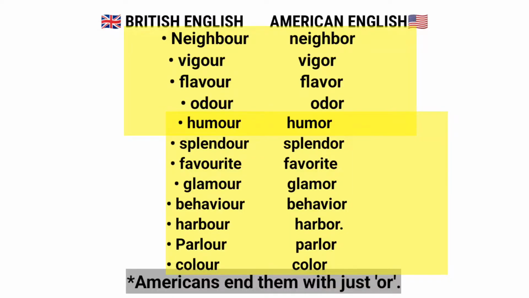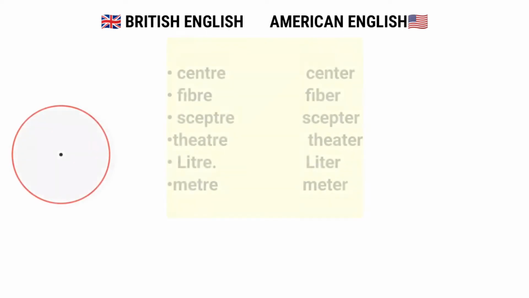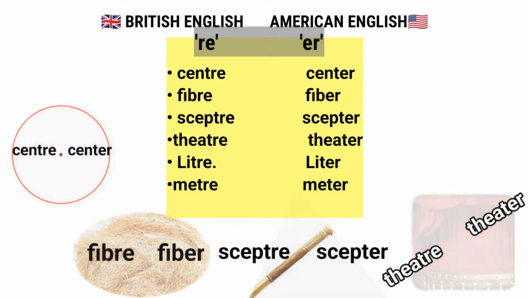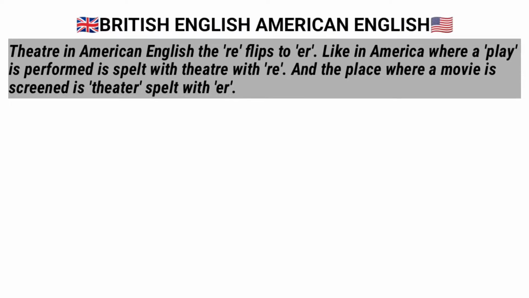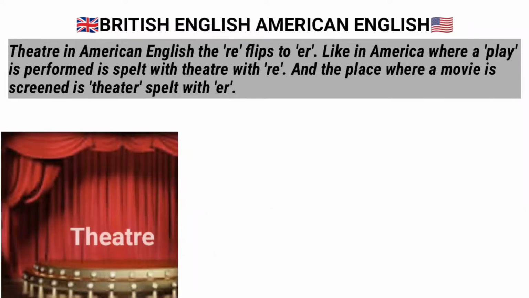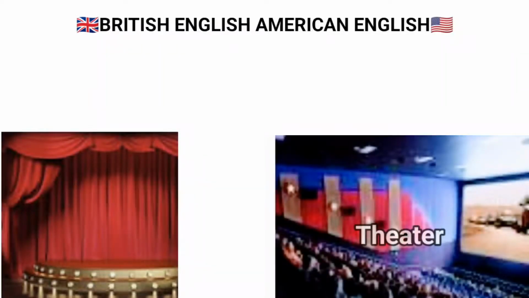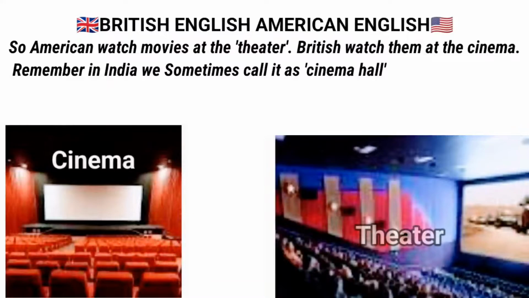Then there are certain words that end in RE in British English: centre, fibre, spectre, theatre, and in ER in American English. In American English, the RE flips to ER. In Britain, where a play is performed is spelled theatre with RE, and a place where a movie is screened is cinema. So Americans watch movies at the theater, British watch them at the cinema. Remember, in India we call it a cinema hall.